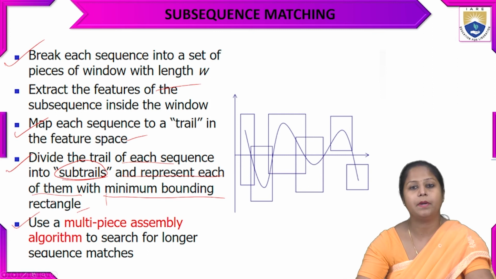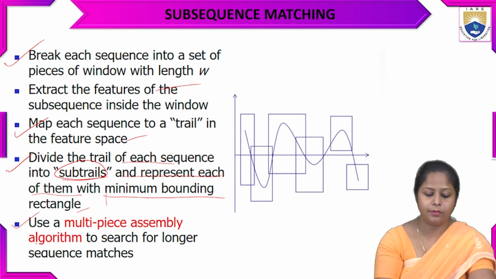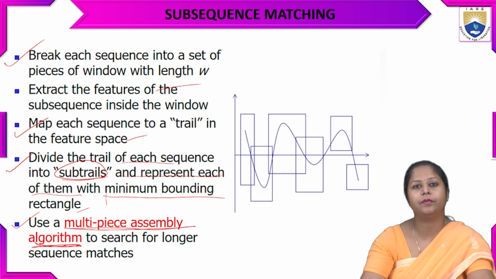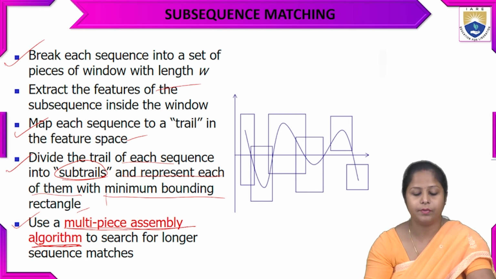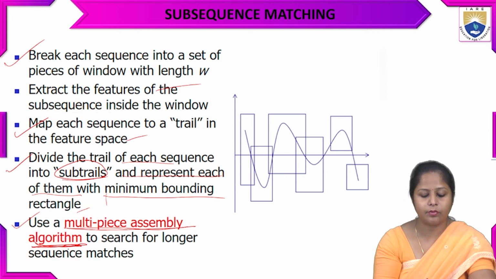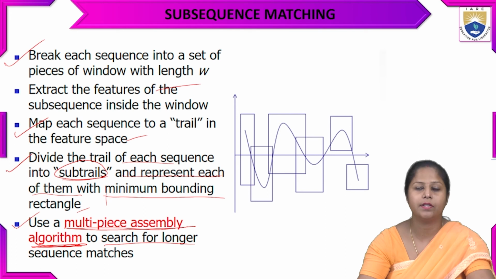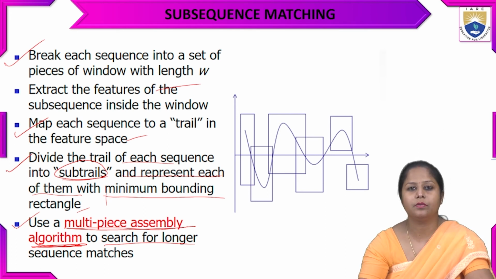Then we use a multi-piece assembly algorithm. That is an algorithm where we have multiple pieces of the trend, a set of pieces of some of the trend. We apply this algorithm to search for the longer sequence matches, to find where the longer sequence is occurring. Like this, we do subsequence matching.